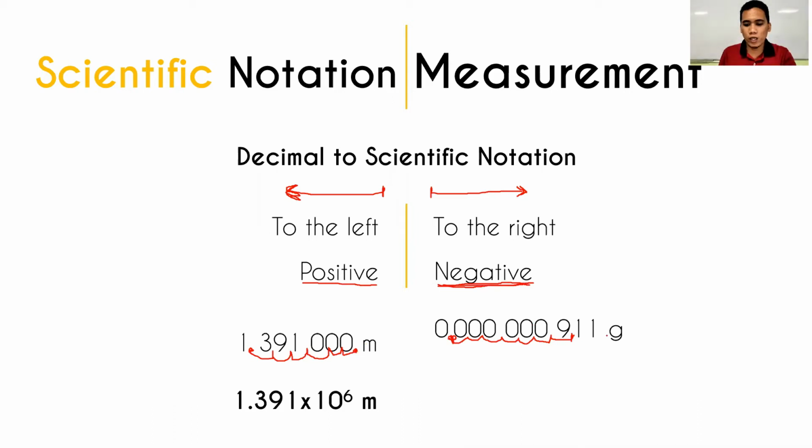So from 911 grams, it becomes 9.11. So this is not 10, this is negative 7. So 9.11 times 10 to the power of negative 7. So since we move the decimal point by 7 places and we move it from left to right, therefore the exponent of your 10 is negative 7. Okay?